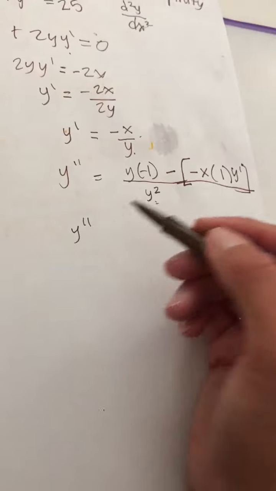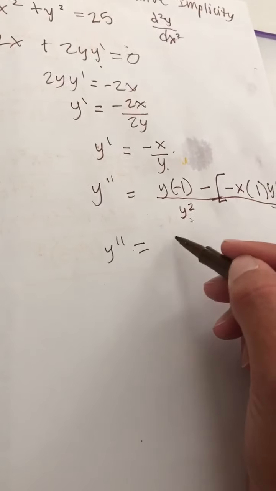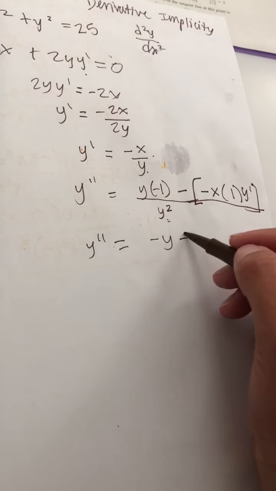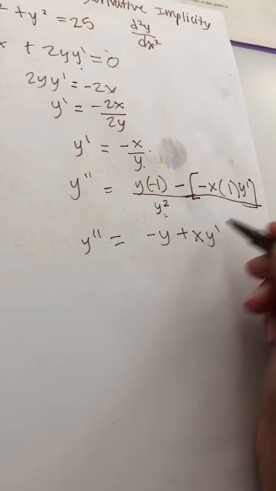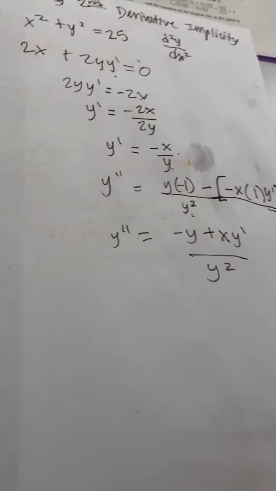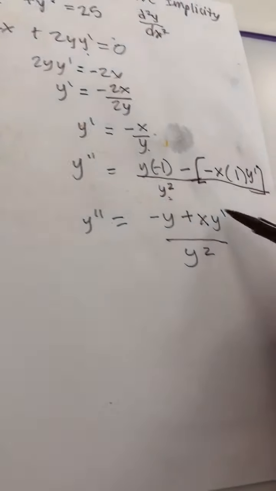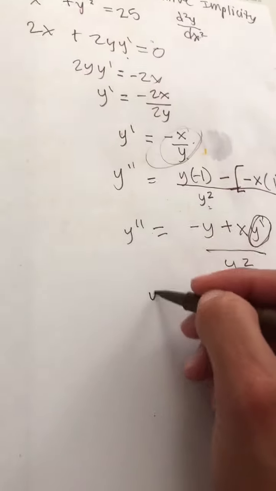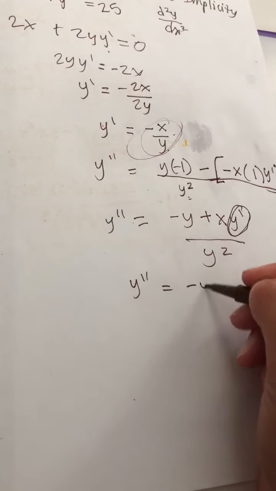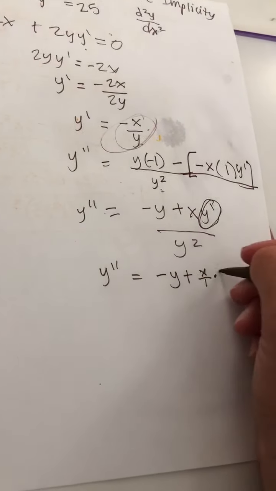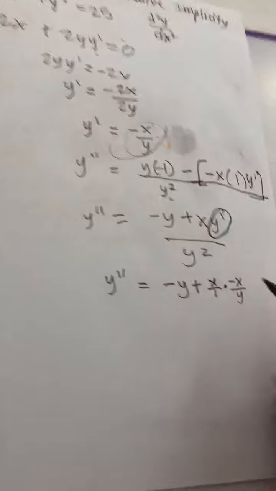So let's just keep simplifying it because we already have what we ultimately want by itself. So we get y double prime equals negative y plus xy prime all over y squared. And the kicker right here is that, guess what? We know what y prime is. It is this. And so we can sub in. And so we say y double prime equals negative y plus x over 1 times negative x over y, all over y.